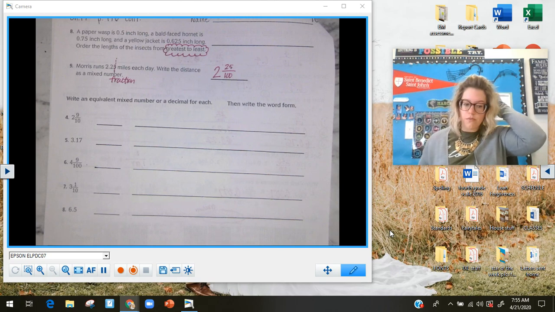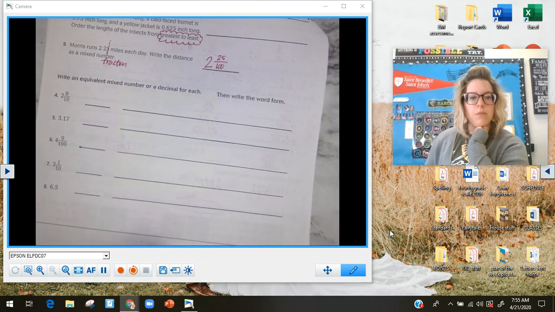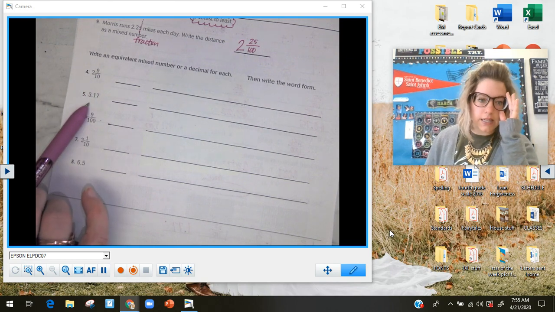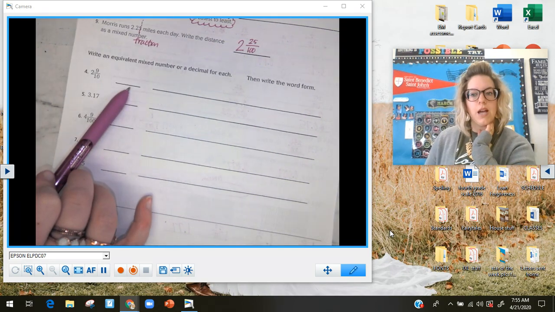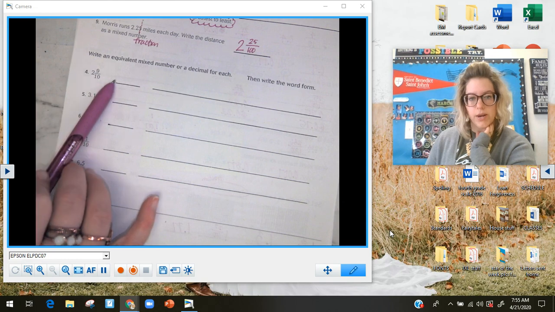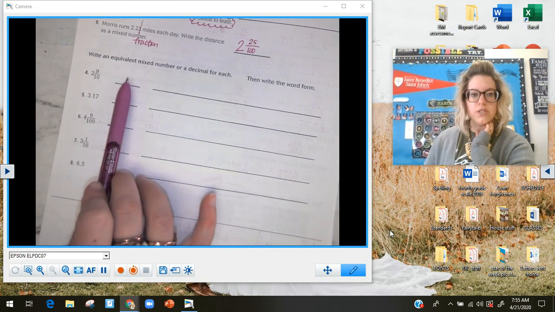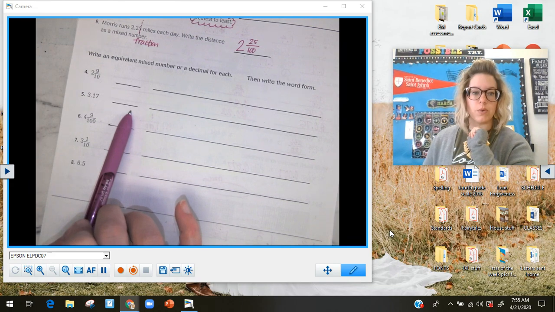Okay. And then here, they have it either as a mixed number, fraction, or as a decimal. Your job is to just write the opposite. So if it's already a fraction, you write the decimal. If it's already a decimal, you write the fraction, and then we write it in word form. So I'll do these first 2 with you. Then you need to do the other ones on your own.